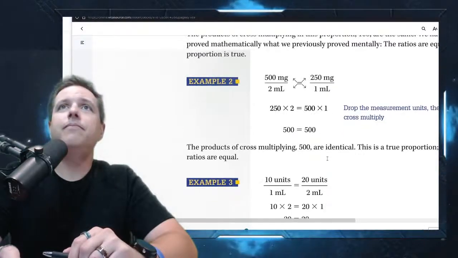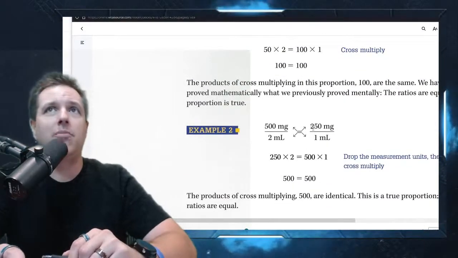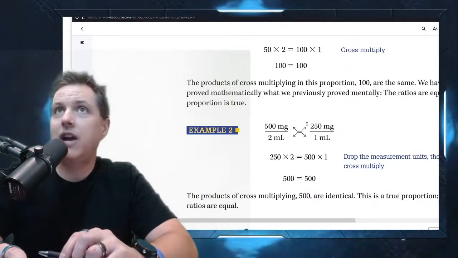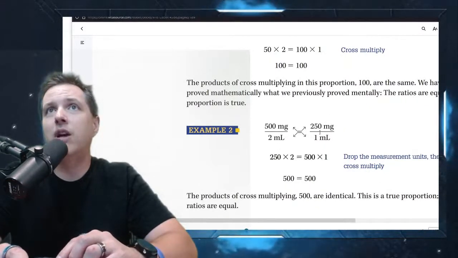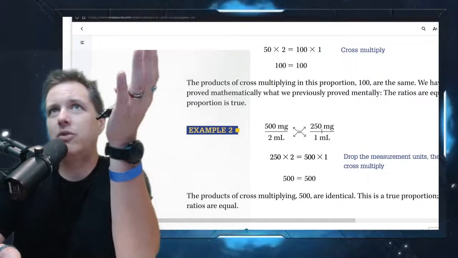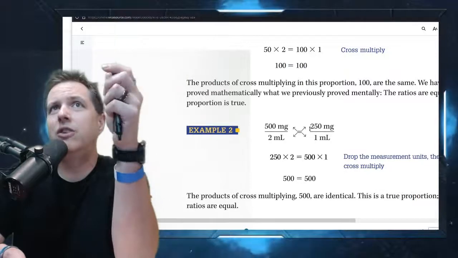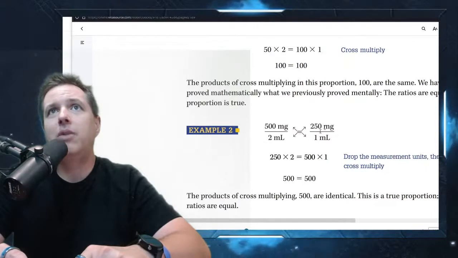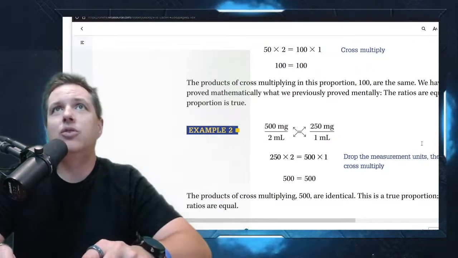Okay. So the same thing here with a more complicated one. 500 milligrams over 2 milliliters. If you simplify that fraction, you get 250 milligrams over 1 milliliter. Again, these are round numbers that are pretty easy to do. I'm sure everyone can follow that. This is why we're starting with these easier ones. But if I multiply down and across, I get 500 times 1. If I multiply from the bottom and up, I get 250 times 2.